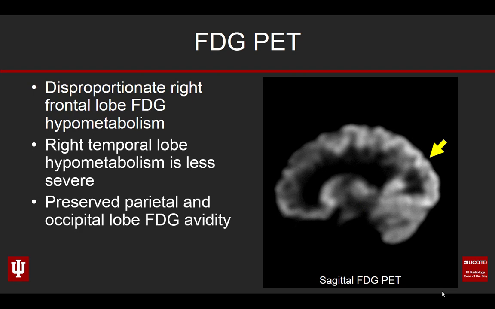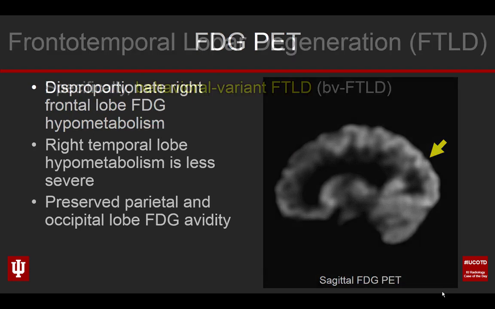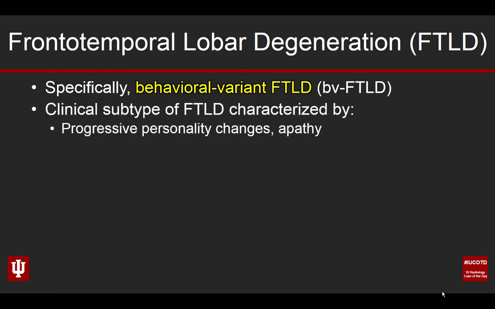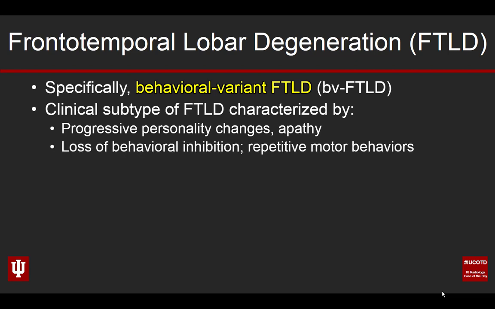So let's put this all together. What's the diagnosis here? So this is a patient presenting with frontotemporal lobar degeneration, or FTLD, and specifically this is the behavioral variant FTLD. This is a clinical subtype of frontotemporal lobar degeneration, and it's characterized clinically by progressive personality changes, oftentimes associated with apathy, and they tend to have loss of behavioral inhibition, so that's the inappropriate behavior that you may see, and they can also have repetitive motor behaviors as well.